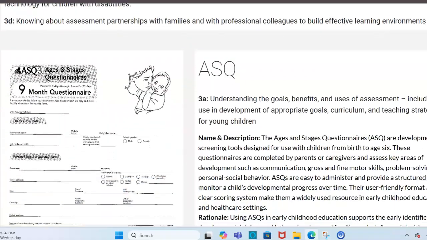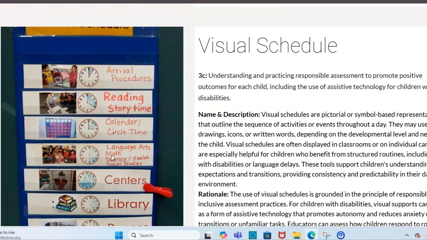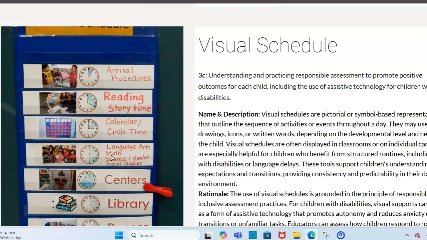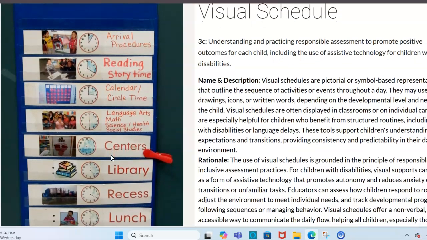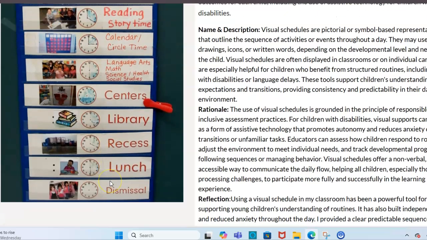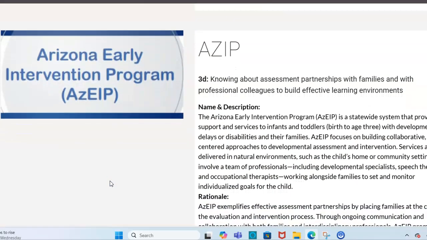So you should have 4 here. You used the ASQ, talked about your portfolios, talked about positive outcomes. And again, someone could say standard 3C is understanding and practicing responsible assessment to promote positive outcomes for children, including the use of assistive technology. So does this schedule meet that standard or component? But I think the fact that you were able to connect it the way you did was nicely done.